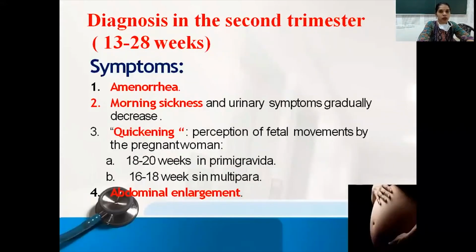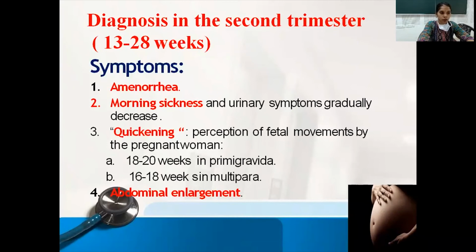So until now, we learned what are the things we have to do in the first trimester, the signs and symptoms of the first trimester. We're coming to the second trimester. In the second trimester, amenorrhea will continue. Sometimes morning sickness will continue or be a little decreased. The new symptom we see in the second trimester is quickening, that is the perception of fetal movements by the pregnant woman. Usually, primigravidas feel the fetal movements at 18 to 20 weeks, and multiparas at 16 to 18 weeks.